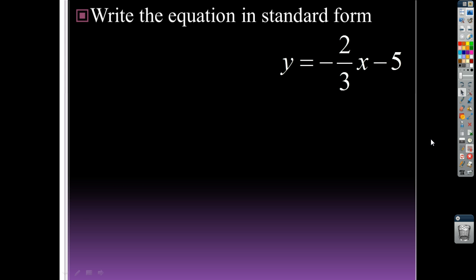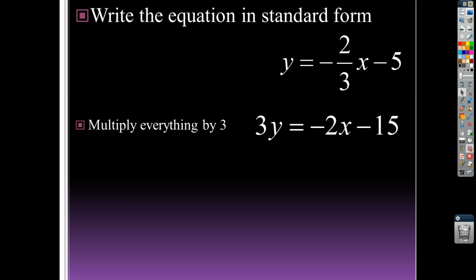Okay, let's take this and put it into standard form, okay? So the first thing I'm going to do is multiply everything by 3 in this problem, because really what I want to do is, remember, I want to get rid of these fractions. So if I multiply everything by 3, I'm going to end up with 3y is equal to negative 2x minus 15.